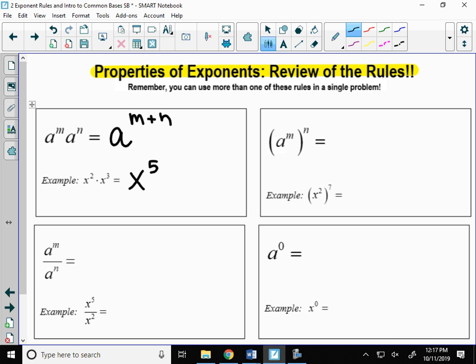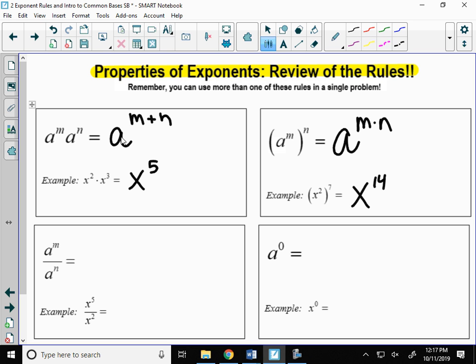What if I have a to the m to the n power? Power to a power. Multiply. We're going to use this one today. So it'd be a, I can't write, it's a Friday. A to the m times n power. So if I have a power to a power, I multiply. So what's x squared to the 7th? X to the 14th.